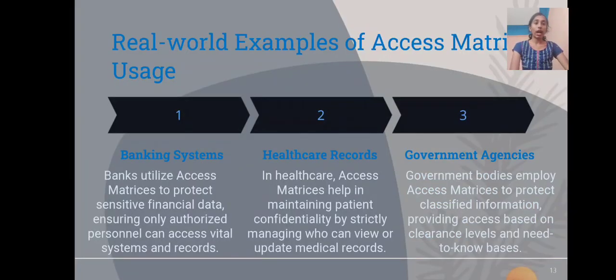Real world examples of access matrix usage. First, banking system. Banks utilize access matrix to protect sensitive financial data, ensuring only authorized personnel can access vital systems and records. Second, healthcare records. In healthcare, access matrix helps in maintaining patient confidentiality by strictly managing who can view or update medical records. Government agencies. Bodies employ access matrix to protect classified information, providing access based on clearance levels and need to know basis.